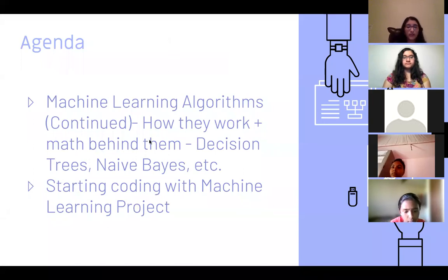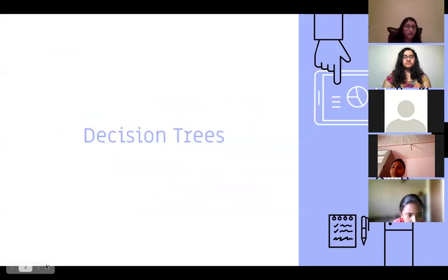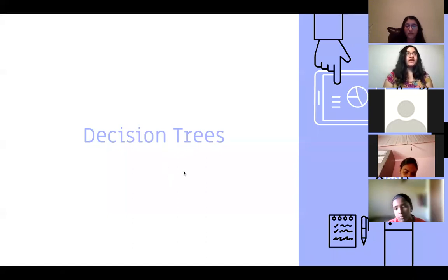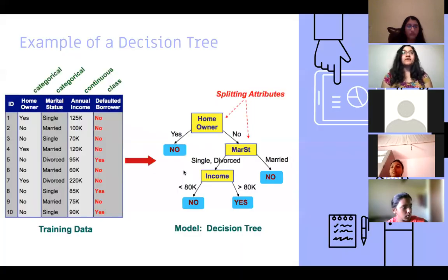All right, so we will get started with our very first machine learning algorithm. Our first machine learning algorithm that we will be speaking about today are decision trees. Just like the other algorithms we spoke about last week, this is another classification algorithm. This is just a simple example of what a decision tree might look like. Look at this little graphic on the right.